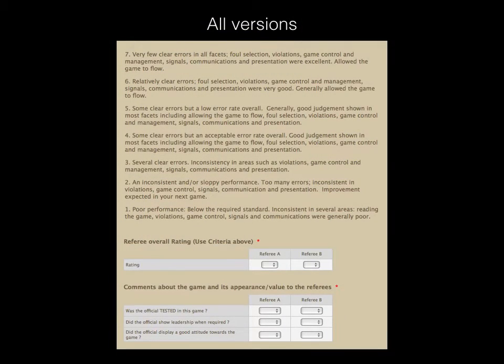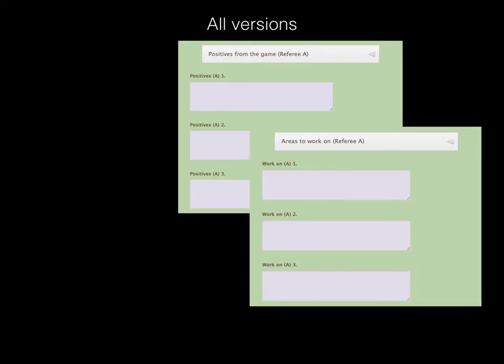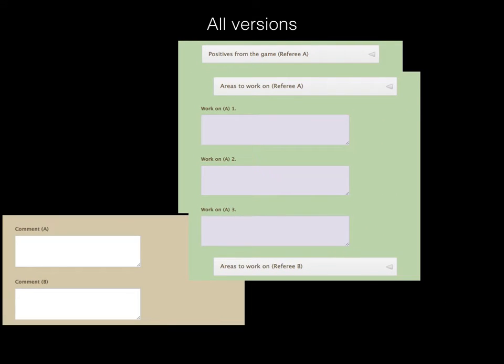All versions have a rating of the game based on criteria. It's a scale of 1 to 7, and just a general comment about how the officials went on the particular game as to its appearance to you as an observer. You can give positives and areas to work on for each referee, and you can make, if you wish, a comment about each referee individually.